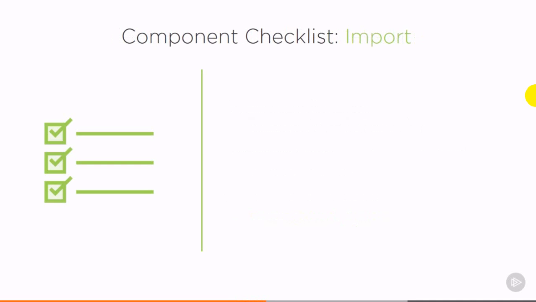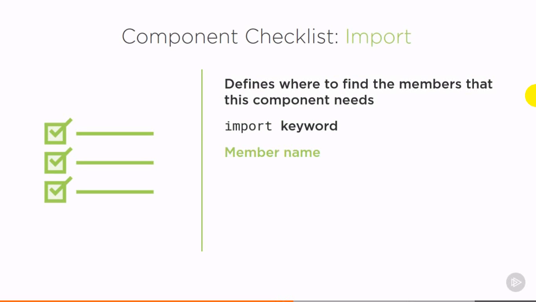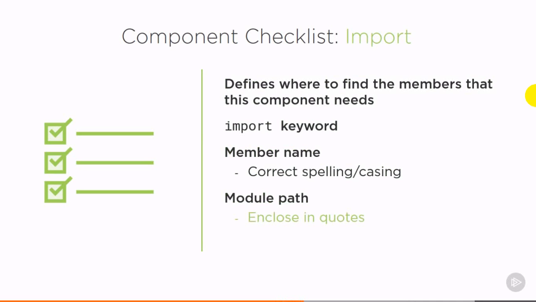So why do we need to use import? The import statement tells Angular where to find the members that this component needs from any external modules. The import statement requires the import keyword, followed by the member name and module path. Take care when defining the member name as it is case sensitive. The path to the module file must be enclosed in quotes and is also case sensitive. And remember that we don't need to specify the file extension.